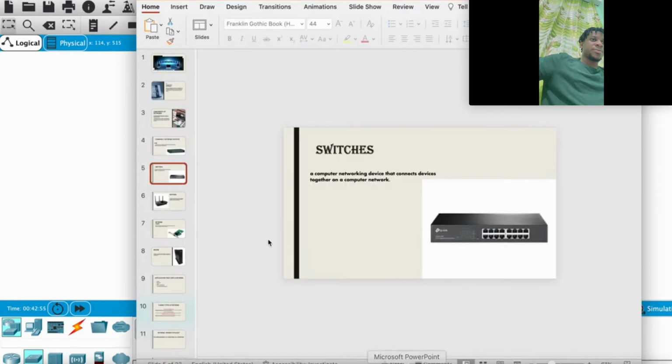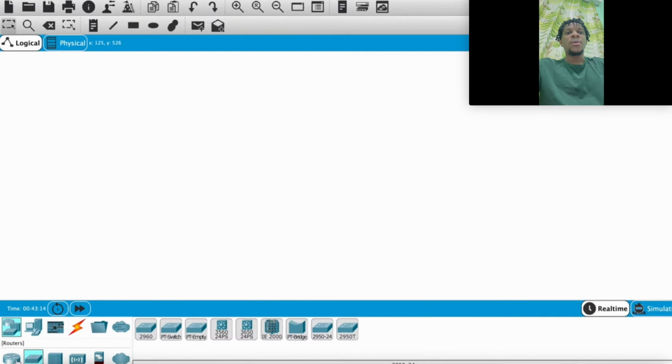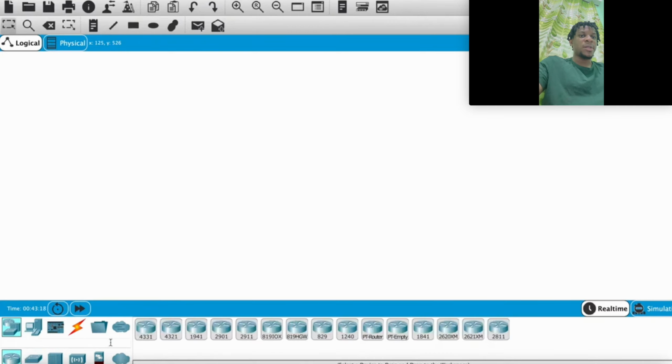The routers. A router is a small electronic device that joins multiple computer networks together by either wired or wireless connection. And we have different kinds of routers too. Example of a router. Different types of router: 4331, 4321.